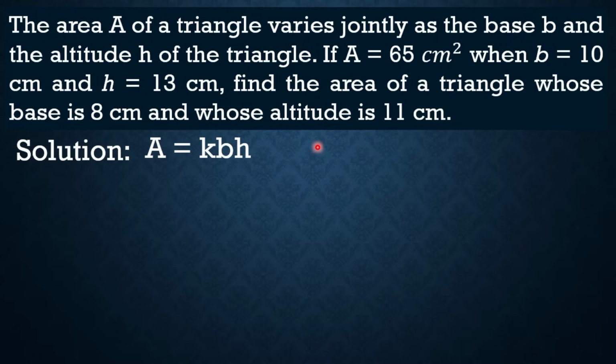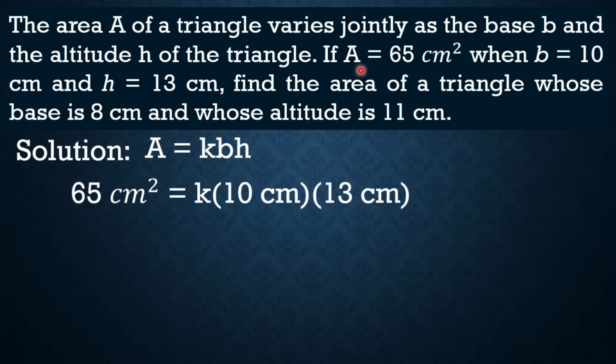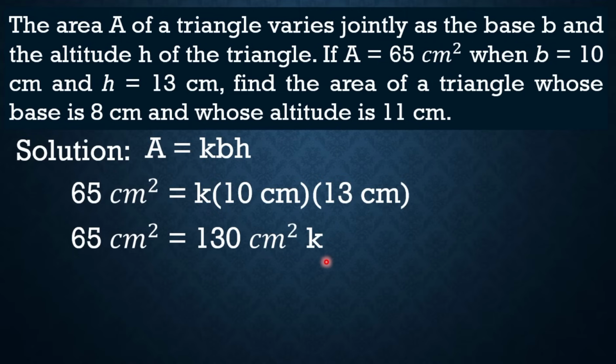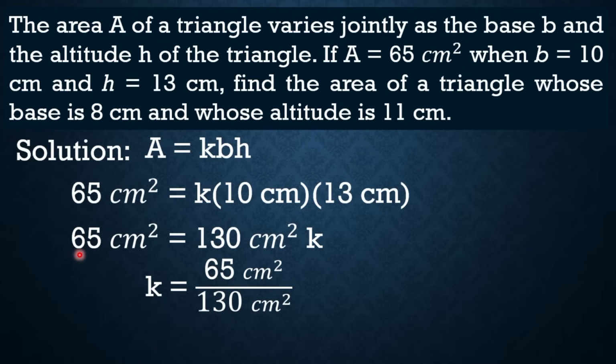And after that, substitute natin yung value ng A. So that is 65 square centimeter is equal to K. So yung B natin is 10 centimeter. And yung H natin, or yung altitude natin, is 13 centimeter. So 10 times 13, that is 130 square centimeter K. So to solve for K, divide both sides by 130 square centimeter. So 65 divide 130 and then makakancel na yung unit na to. So pwede natin to i-lowest term. And that is K is equal to 1/2.